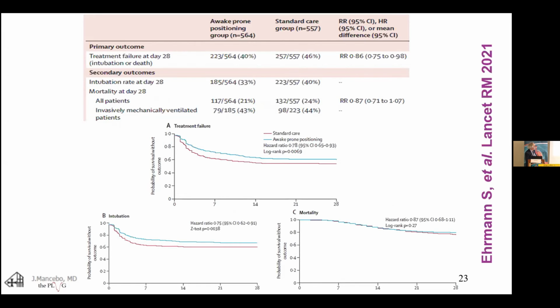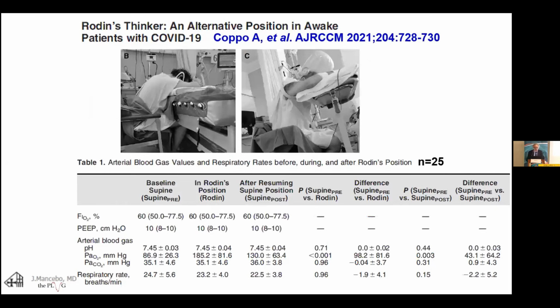The primary endpoint of this study was a combined occurrence of intubation or death. And what the authors observed was that for the primary outcome, intubation or death, there is a significant benefit for the awake prone position. But the benefit was mainly driven by the fact that with awake prone positioning, you significantly avoided intubation of the trachea. Nevertheless, when you take the whole population, irrespective of being intubated or not, the mortality is identical in the two groups.